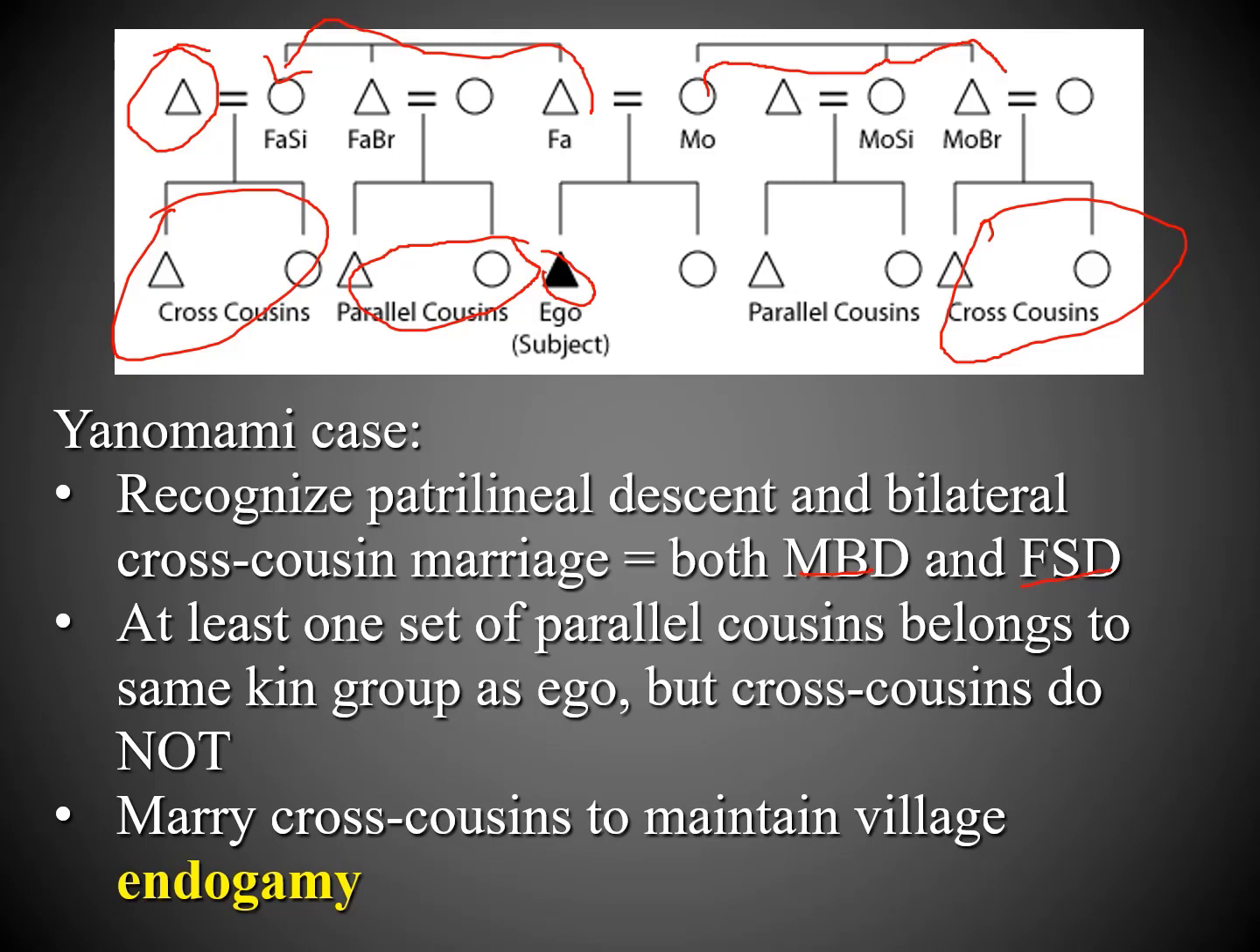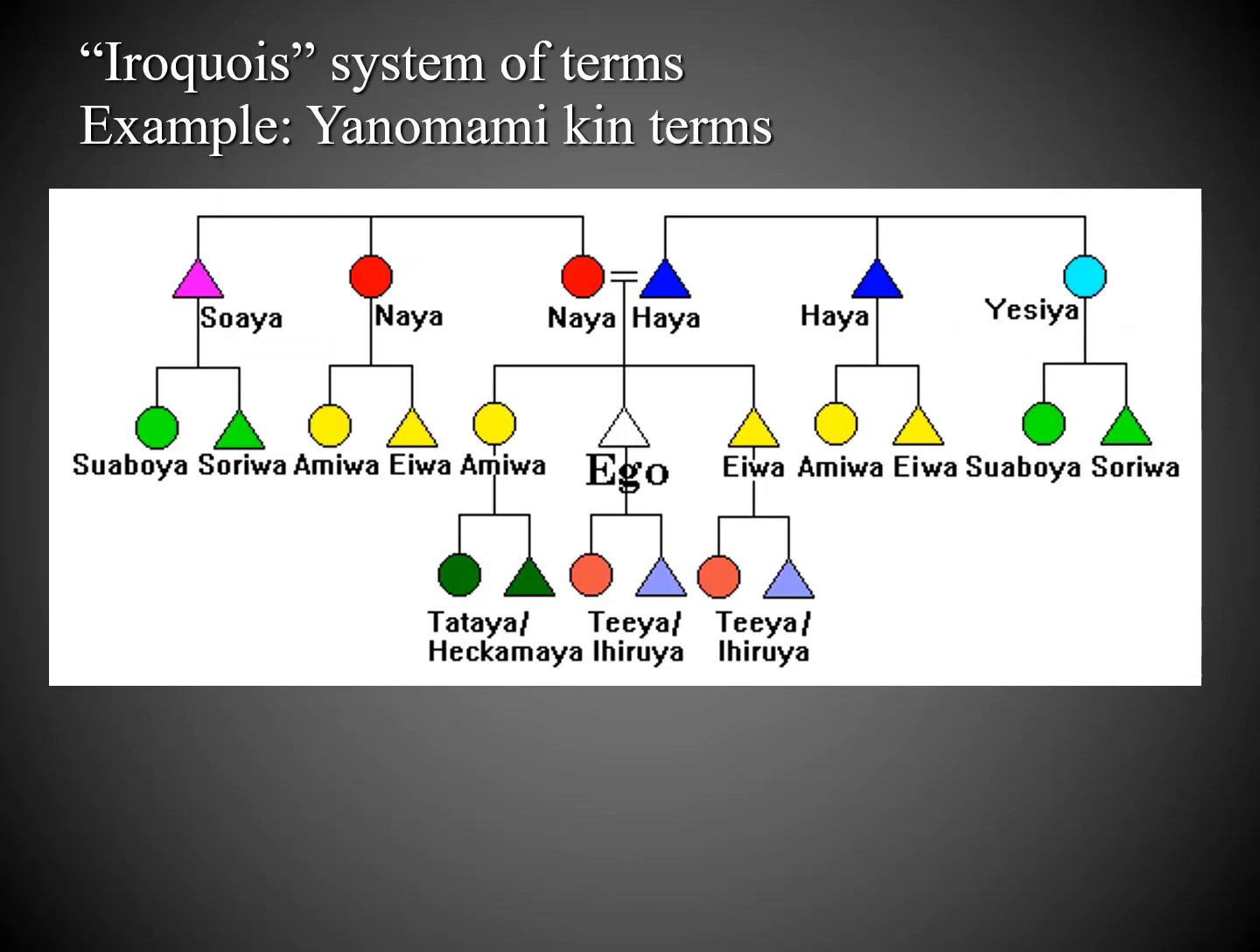Again, the kinship system in other societies can tell you who you can marry, who you can't, and a lot of times who you should marry. That just shows the parallel cousins and cross cousins. And again, parallel always in the family, but cross cousins never are. So here's actual Yanomami kin terms. So here's ego again. We'll color it in, even though they didn't. This is our focal point.